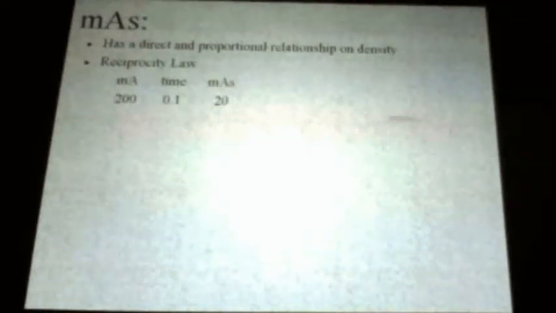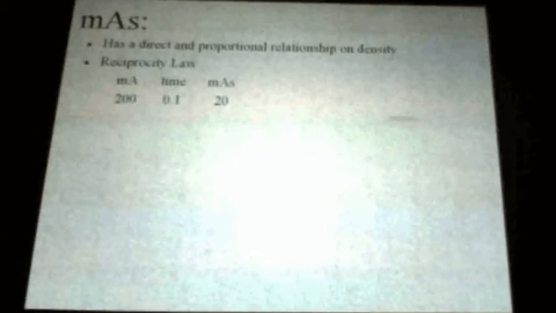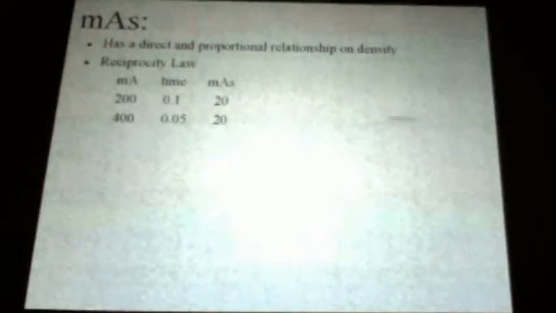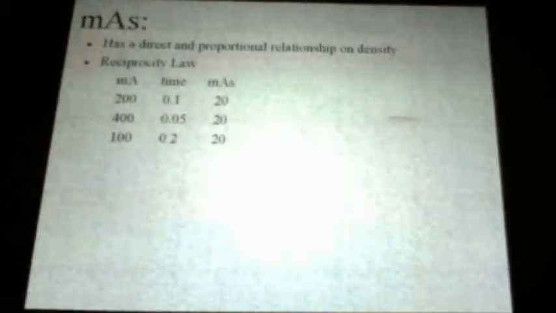So what I'm going to do is manipulate my MA and time in such a way that I still have 20 mass, but a different combination of MA and time. So now I can have 400 MA at 0.05 seconds, still 20 mass. I can have 100 MA at 0.2 seconds, 20 mass, all 20 mass.